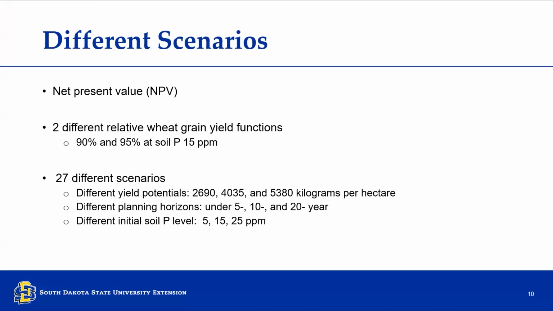So I'm an economist, so my answer is never that sufficiency is always better or build maintenance is always better. The answer always depends. So I considered different scenarios. We basically use the net present value, the current value for now, over 5 or 10 or 20 year time horizons. So I looked at three different yield potentials, 2690, 4035, 5380 kilograms per hectare, and three different time horizons, 5 years, 10 years, and 20 years. And then we assume their initial soil phosphorus level in the field is different: low, medium, and over the target, like 5, 15, and 25. So 3 times 3 times 3, 27 different scenarios we considered.